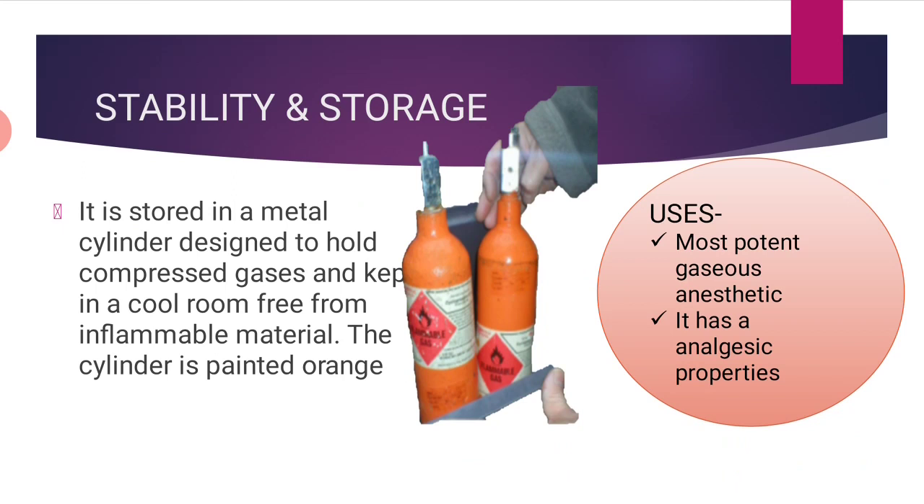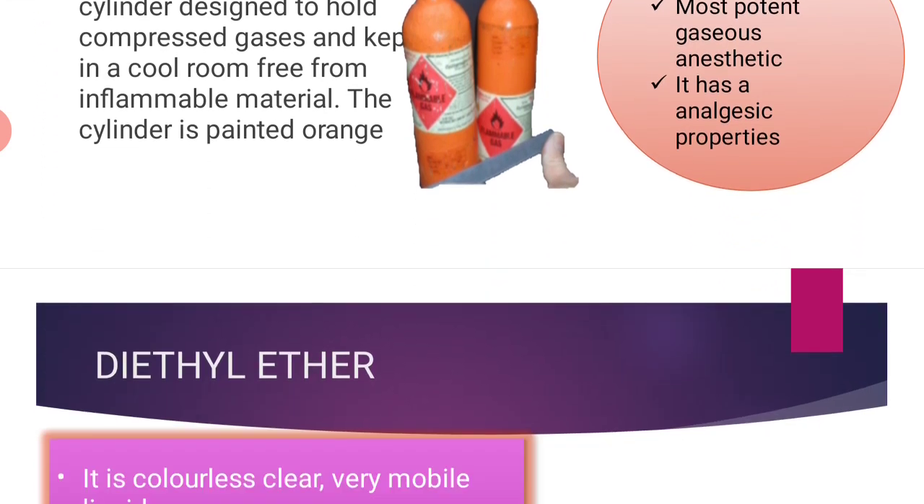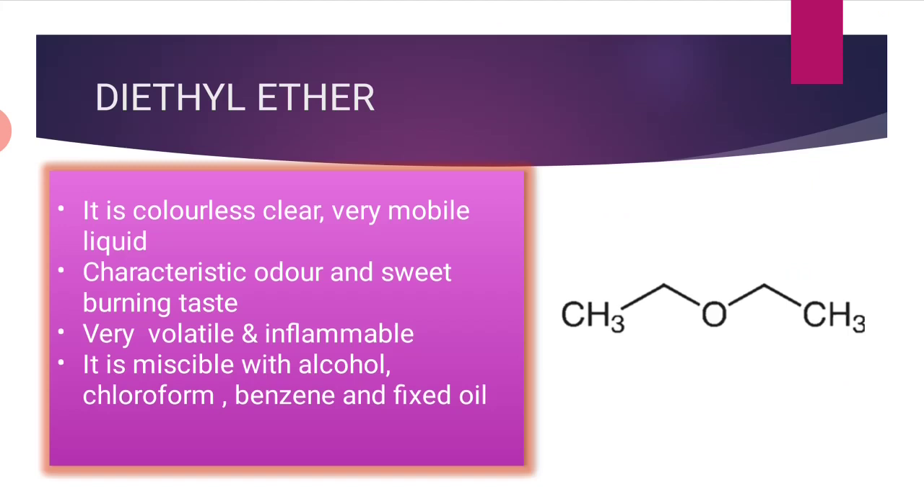The uses of this cyclopropane are, it is the most potent gaseous anesthetic. Means, we have seen in classification that gaseous anesthetics, the examples are cyclopropane and nitrous oxide. So it is a most potent gaseous anesthetic, and it has an analgesic property as well. So this is the use of cyclopropane.